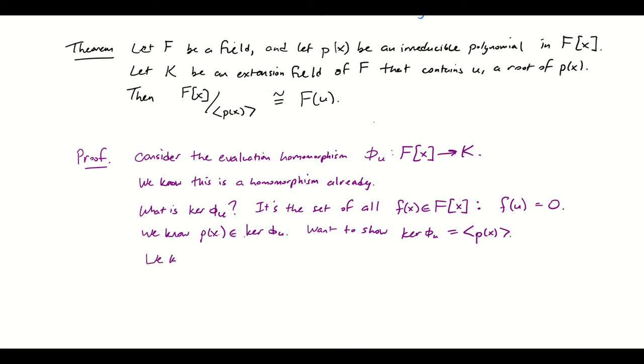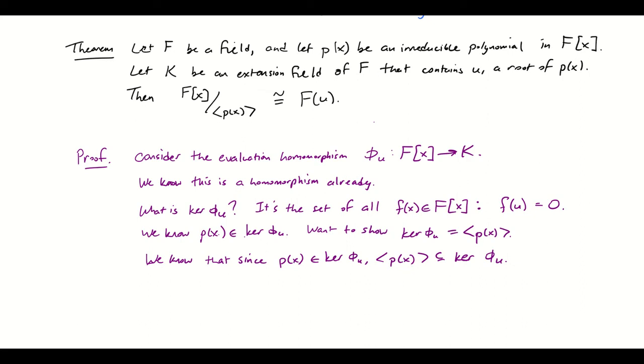We know that since p of x belongs to the kernel, the ideal generated by it also has to be contained in the kernel of this map. Okay, wait, why is that true? Well, we know that this consists of all of the multiples of p of x. And if p of x belongs to the kernel, that means p of u is 0.